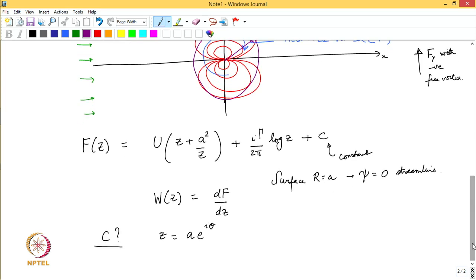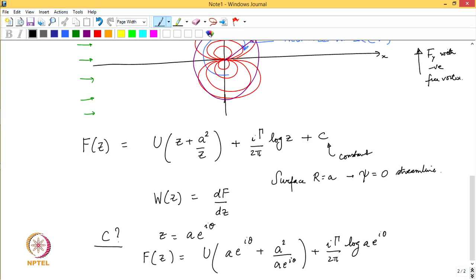So, what we can do is we can say f of z, or f at this point. So, f of z corresponding to this number would be u a e^(iθ) plus a squared by a e^(iθ) plus iΓ by 2π log of a e^(iθ) plus c. Alright. So, that is what the complex potential would be on this surface, or on the surface of this circle, which is at a distance a.